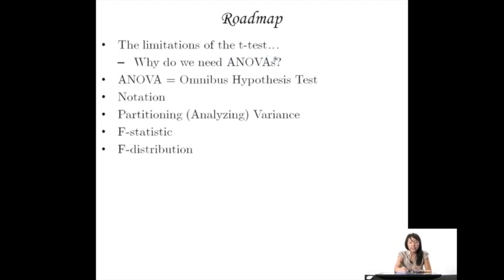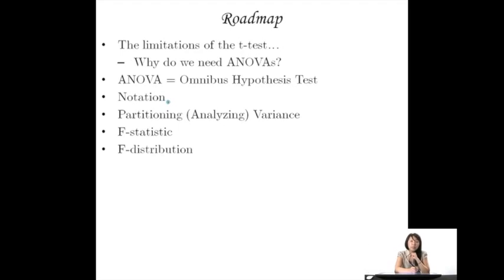An ANOVA is also called the analysis of variance, and the analysis of variance could also be thought of as the omnibus hypothesis test. So it's still a hypothesis test, just like the T-test, but it's the omnibus hypothesis test, and we're going to talk about what that means.